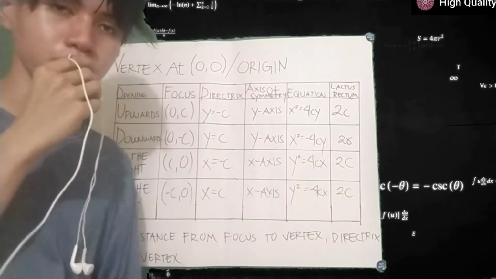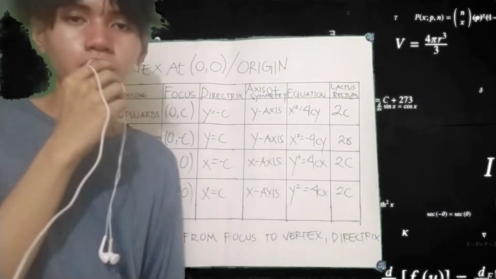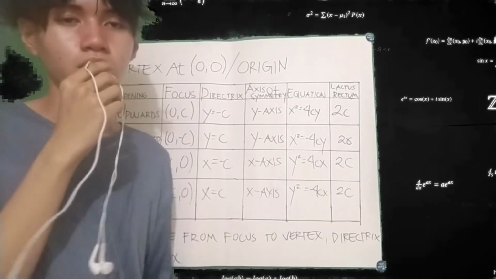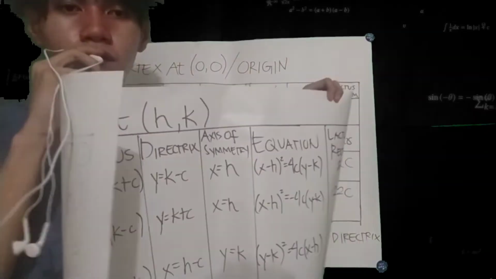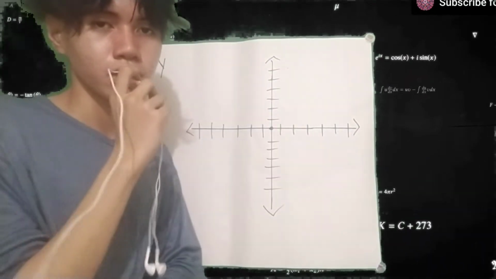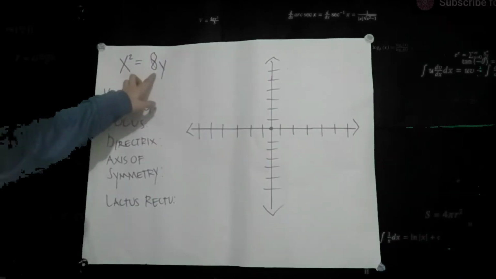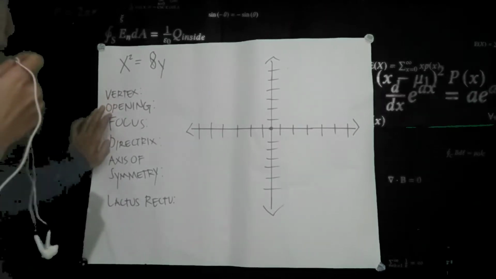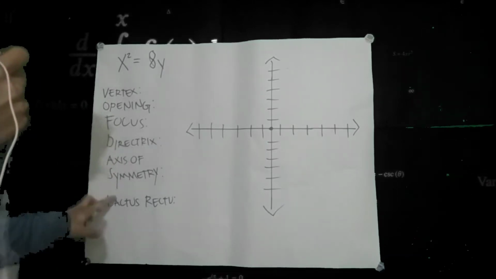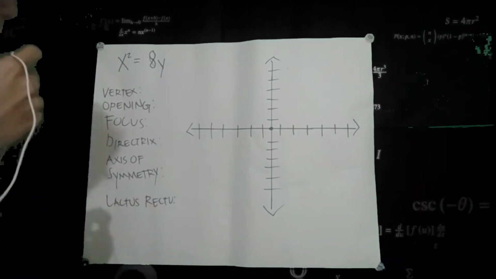But if the given equation is in hk form, it means yung vertex is nasa value ng h and k. And ito naman yung chart or guide na gagamitin natin kapag ganun yung given equation. Let's now go back with the given example. X squared equals 8y. We're going to find its vertex, opening, focus, directrix, axis of symmetry, and its latus rectum.